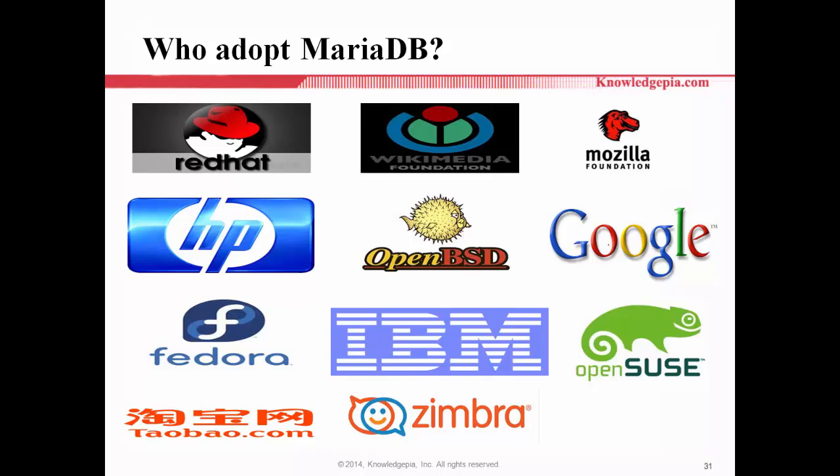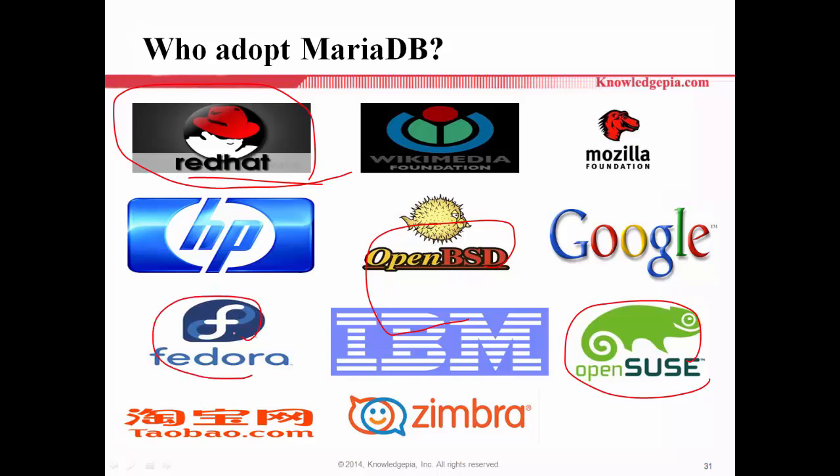Who adopts MariaDB? If you see here, global enterprise vendors in Linux, like Red Hat, openSUSE, BSD, and Fedora, now adopt MariaDB as the main database system. Besides these Linux distributions, enterprise vendors like HP, IBM, Zimbra, Google, and Mozilla also adopt MariaDB. I think more enterprises will adopt MariaDB as the main database system instead of MySQL.